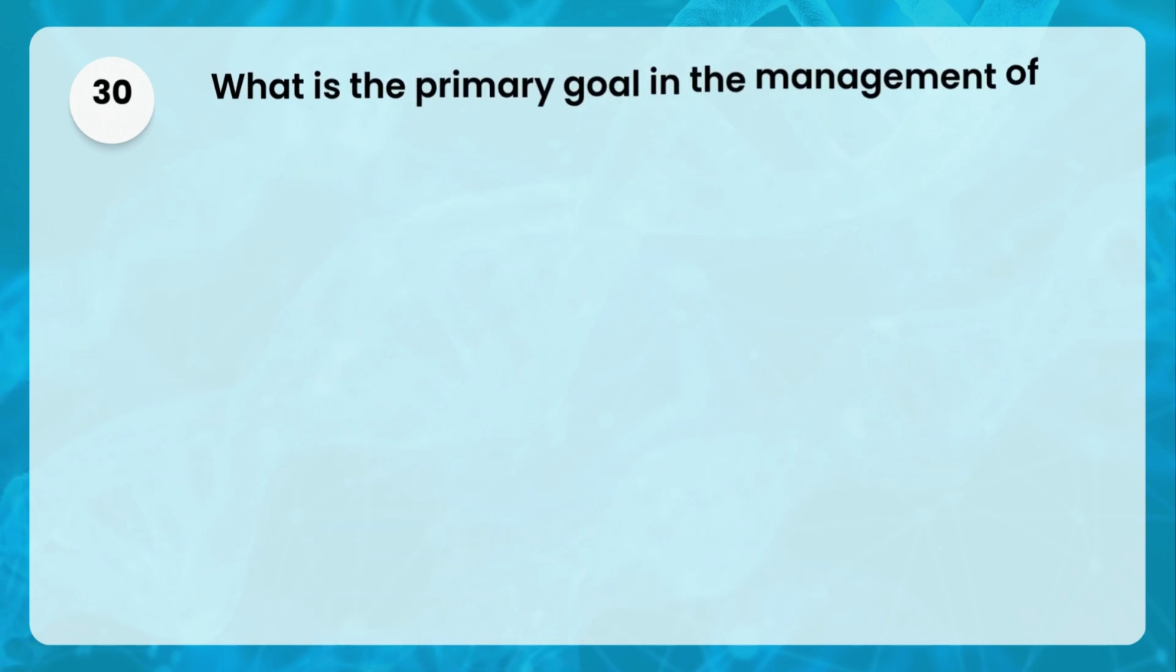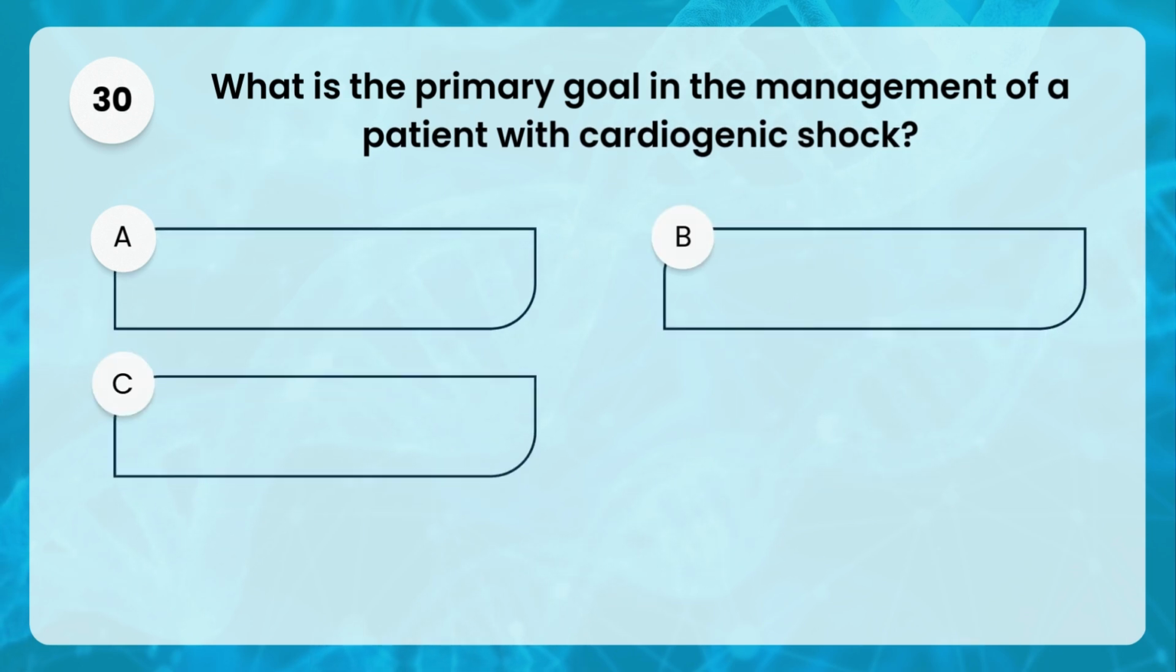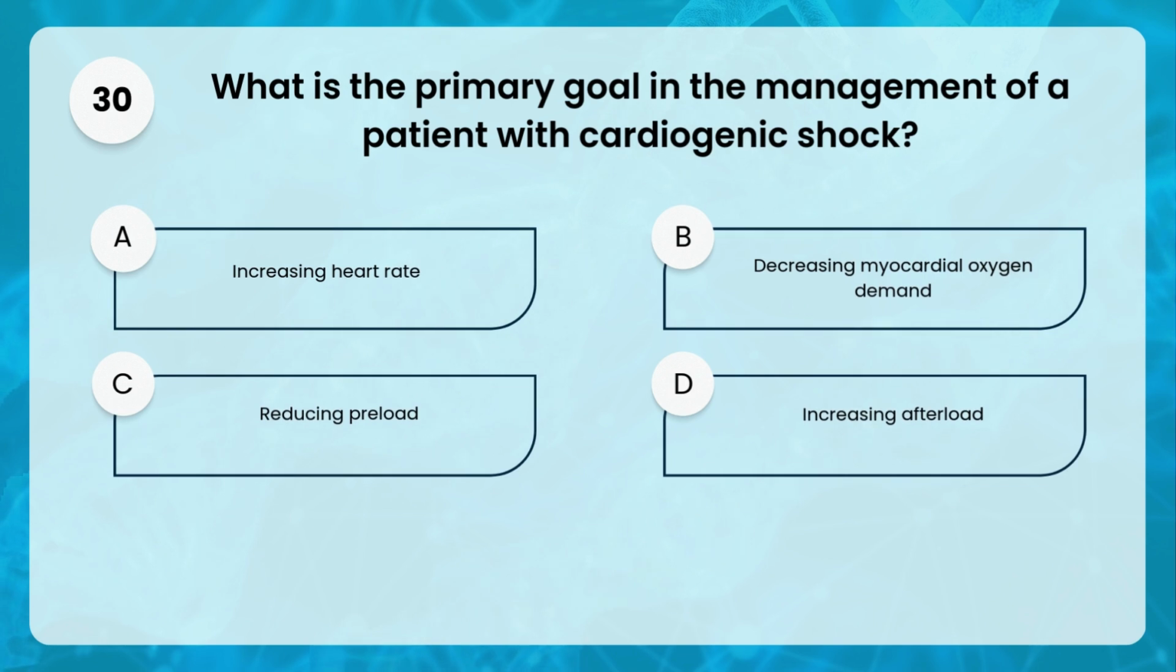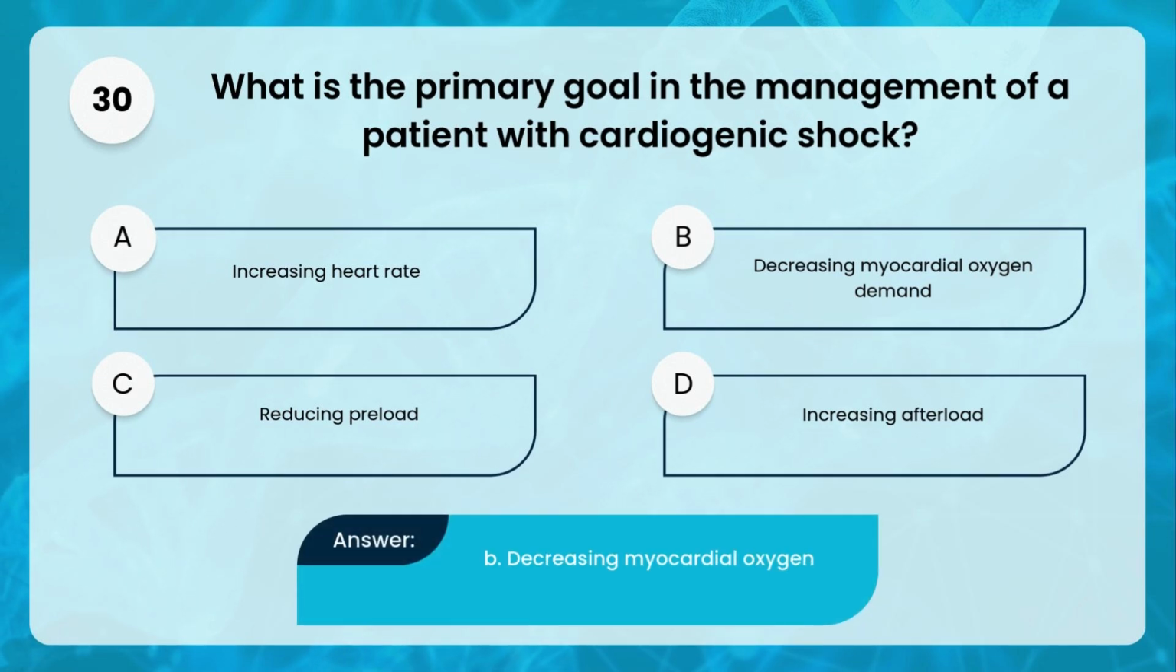Number 30. What is the primary goal in the management of a patient with cardiogenic shock? A. Increasing heart rate. B. Decreasing myocardial oxygen demand. C. Reducing preload. Or D. Increasing afterload. The answer is B. Decreasing myocardial oxygen demand.